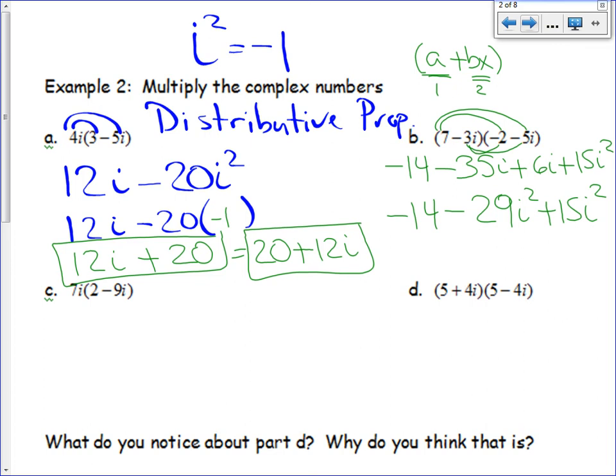And then once you substitute the negative 1 for i squared, so what is your final answer? So it should be negative 29 minus 29i.